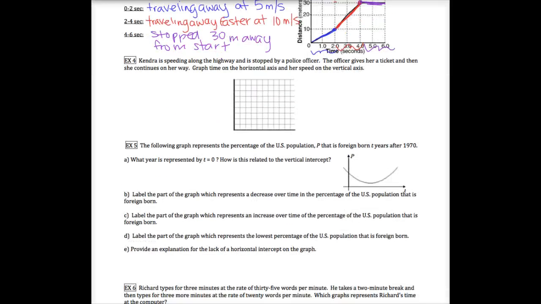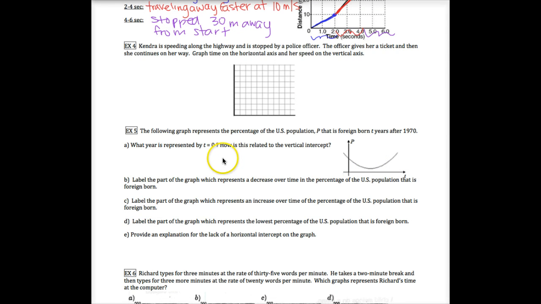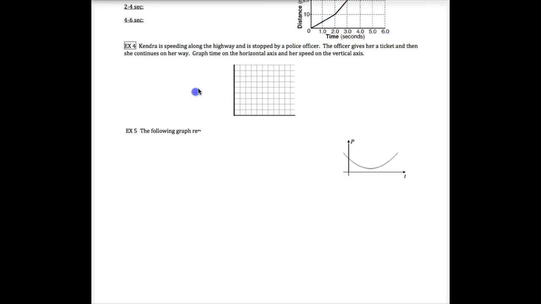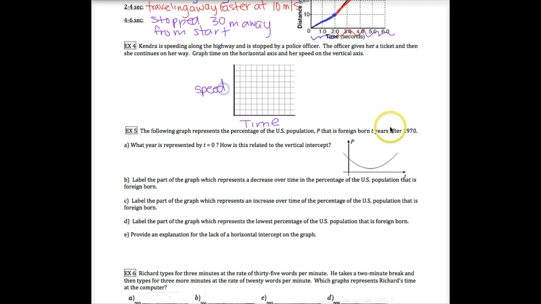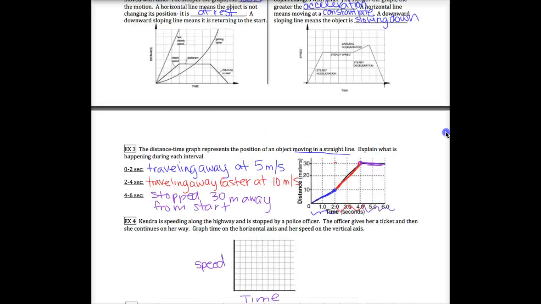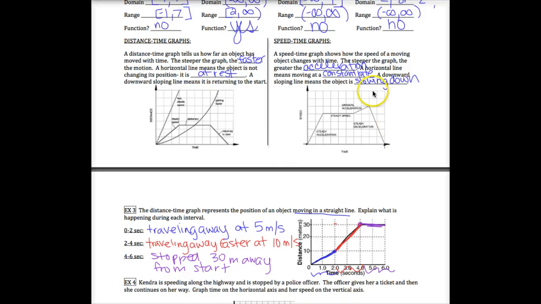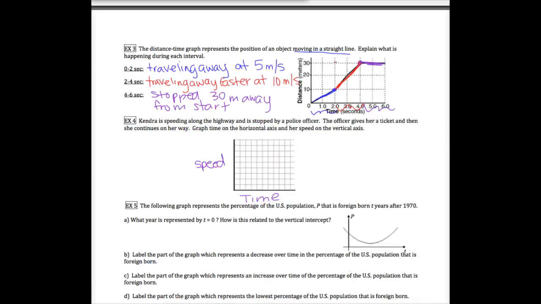Next, example 4. It says Kendra is speeding along a highway and is stopped by a police officer. The officer gives her a ticket and then she continues on her way. Graph time on the horizontal axis and her speed on the vertical axis. I can't write sideways because I can't turn my paper, so I'm just going to label speed this way. Okay, so speed time. Let's think back at what things mean. So here, if we're going up, that means we're accelerating. We're getting faster. If we have a horizontal line, that means we're traveling at a steady, constant speed.